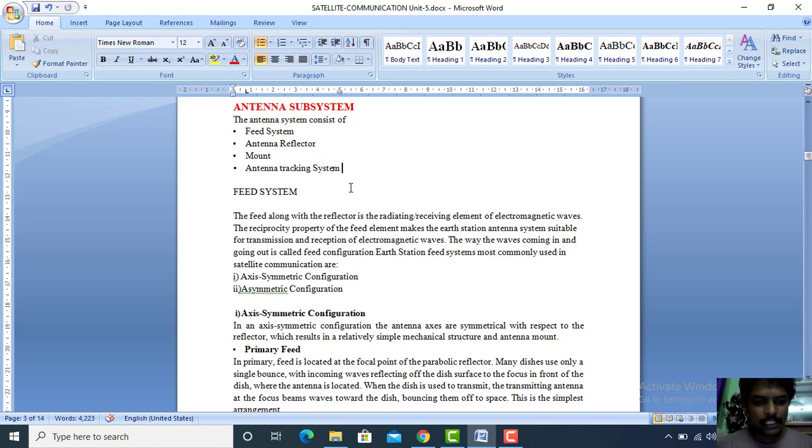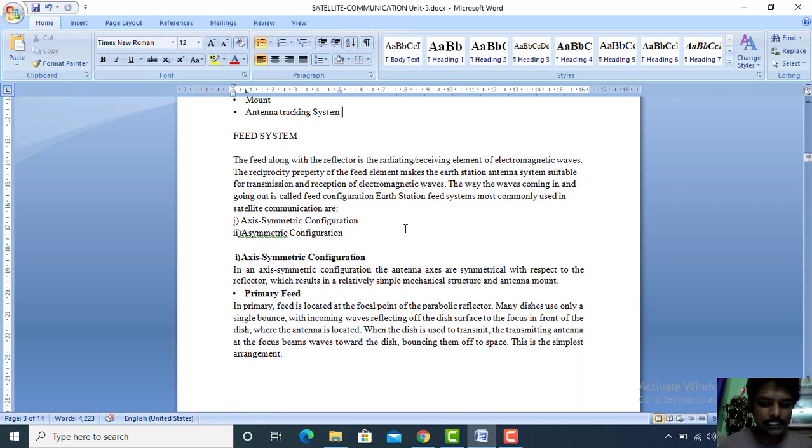The waves coming in and out of the earth station antennas for this communication are categorized in terms of two configurations. One is the axis symmetric configuration, and another one is the asymmetric configuration. The first one, the axis symmetric configuration, has the primary axis in a symmetrical manner with respect to the reflector that we have.